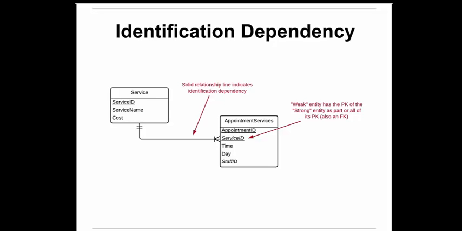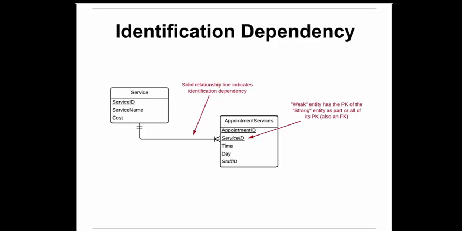When you have an identification dependency, you have a solid relationship line, and on the many side of this particular relationship, you see service ID, which is part of the primary key. It's underlined, but is also italicized, meaning it's a foreign key. Appointment services has this composite primary key of appointment ID and service ID.